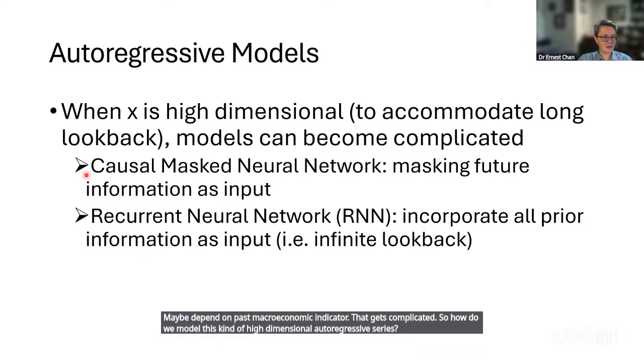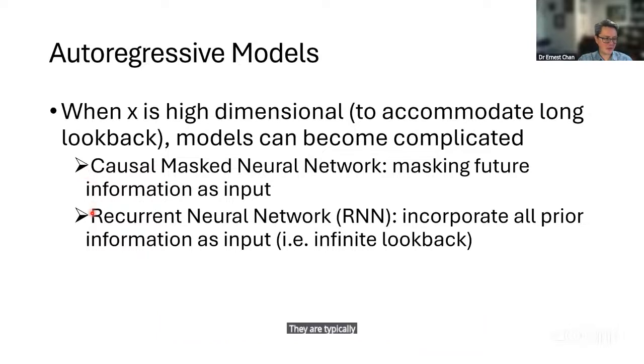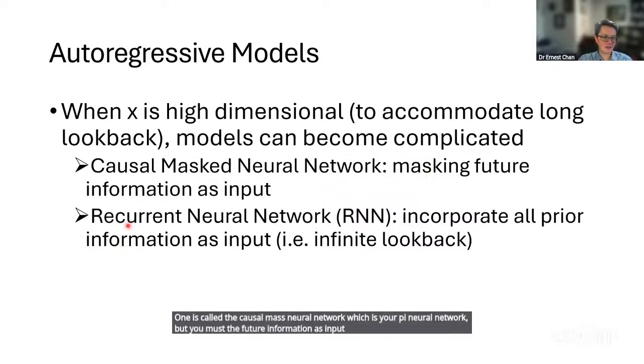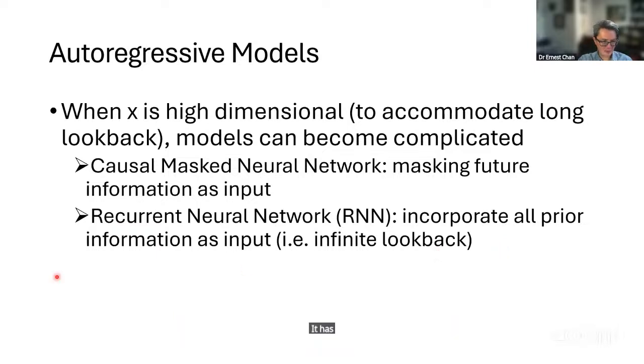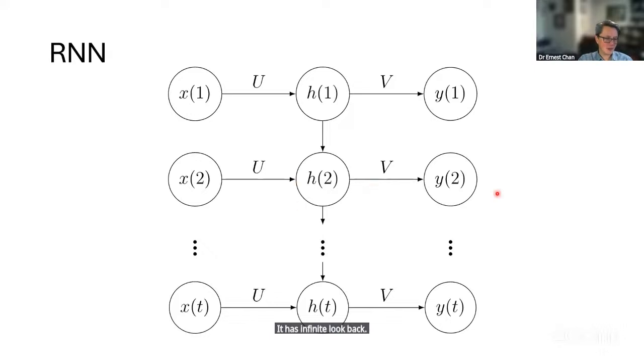There are typically some ways that have been proposed even before GenAI. One is called the causal mask neural network, which is you apply a neural network, but you mask the future information as input. The other one is RNN. In fact, that must be quite familiar to some of you. Recurrent neural net. It incorporates all the prior information as input. It has infinite lookback.